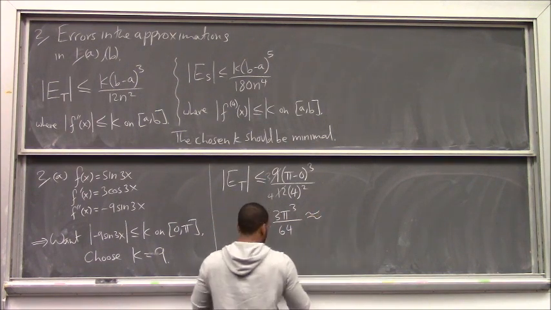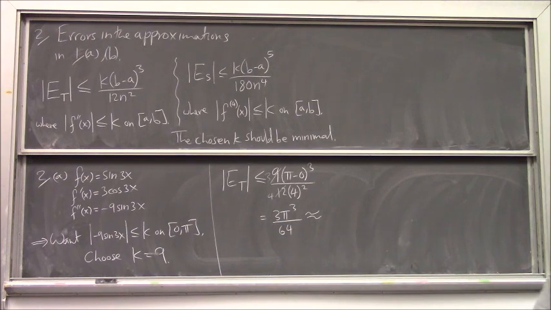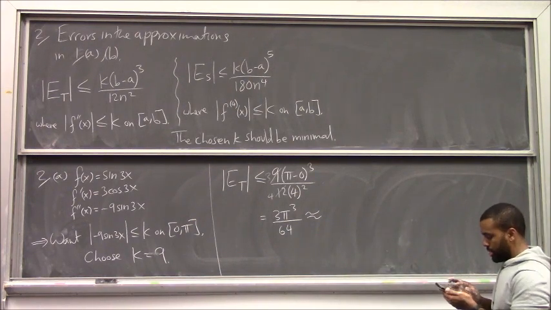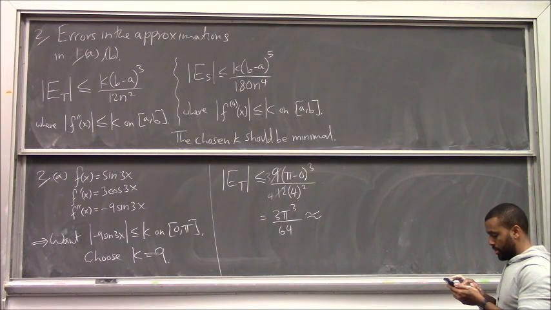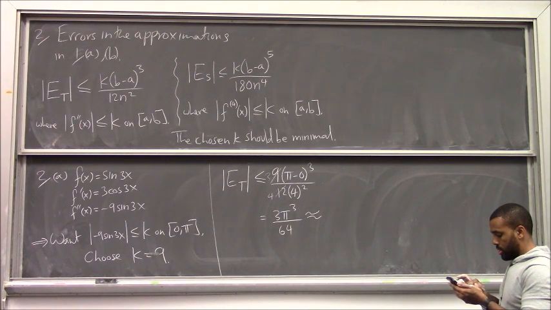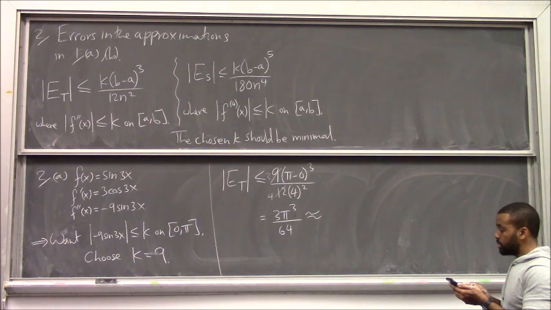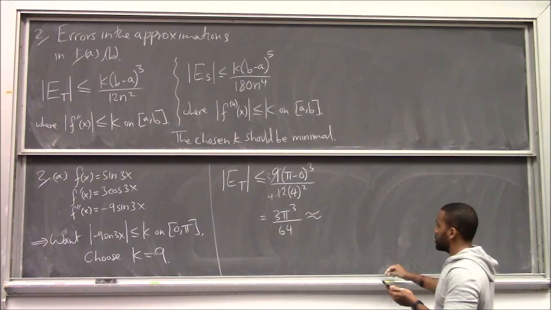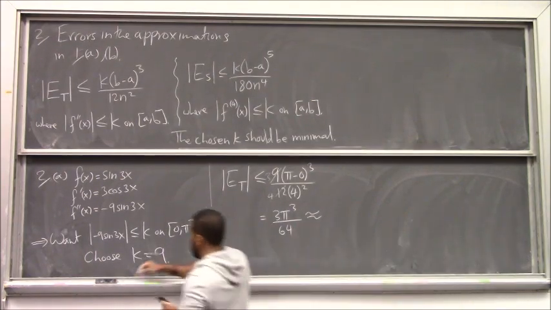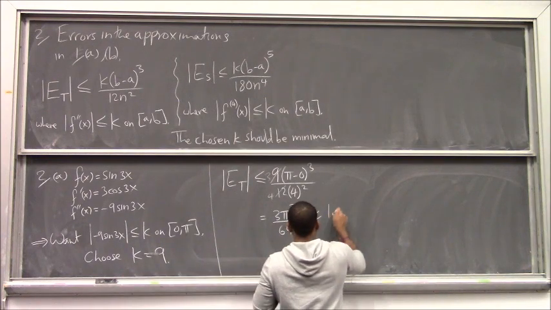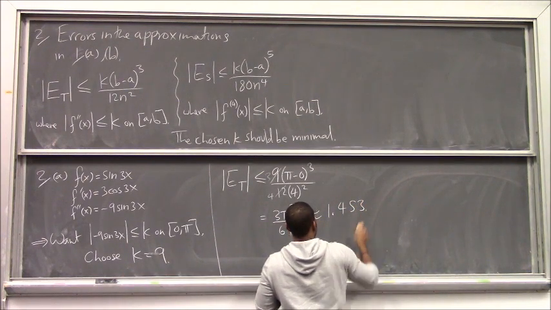Just for fun, let's see what that is as a decimal. Let's see. 3 times pi cubed divided by 64. It's like 3 over 2. Huh? What is it, like around 3 over 2? Yep. It's around 1.453.